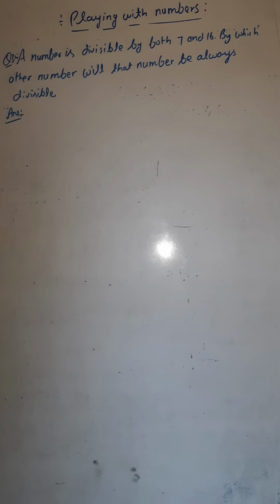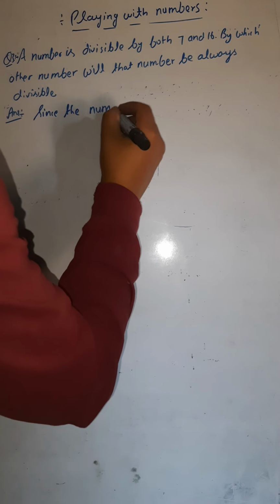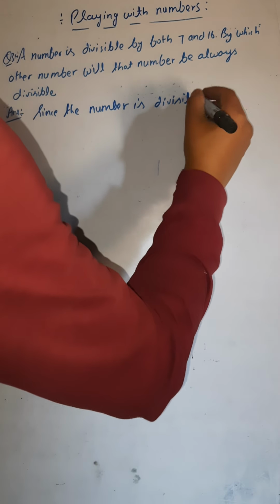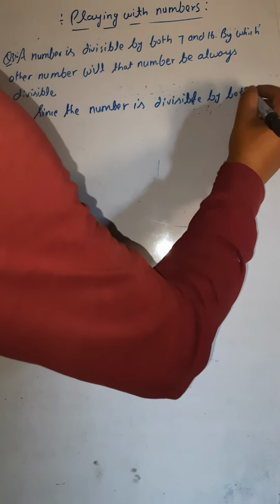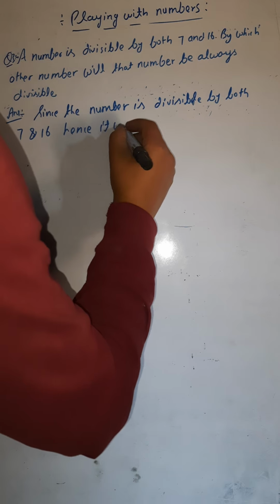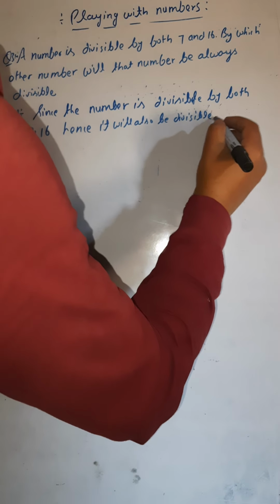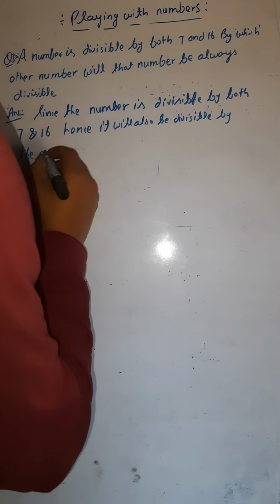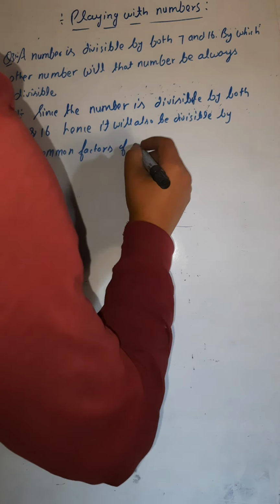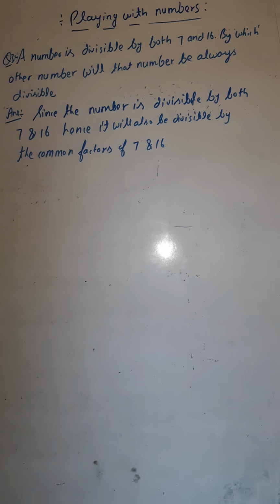Since the number is divisible by both 7 and 16, hence it will also be divisible by the common factors of 7 and 16. This number also would be divisible by the common factors of 7 and 16.